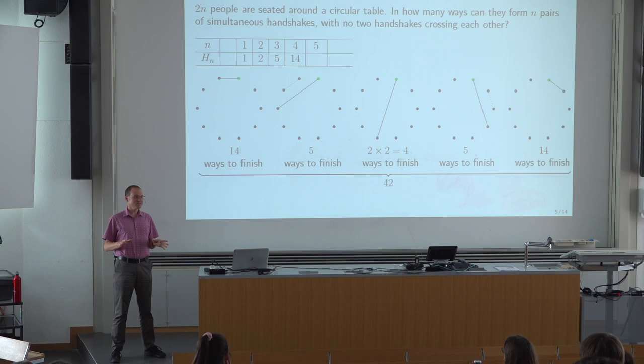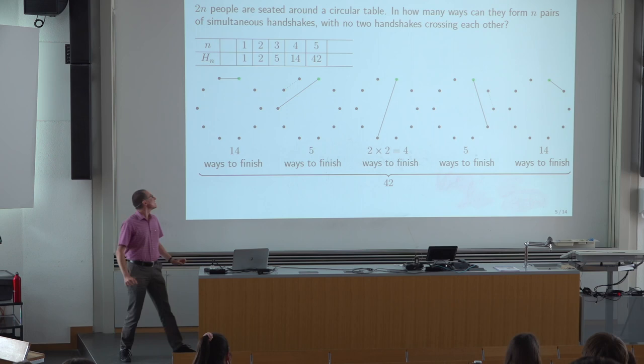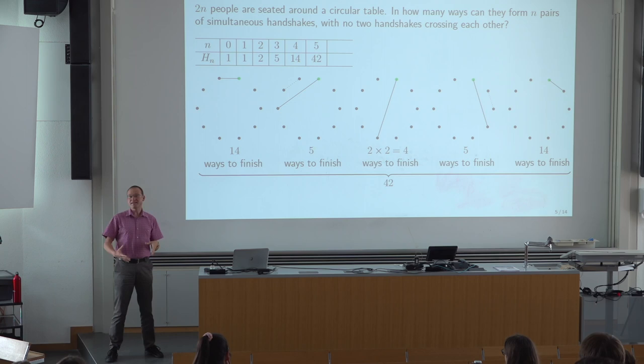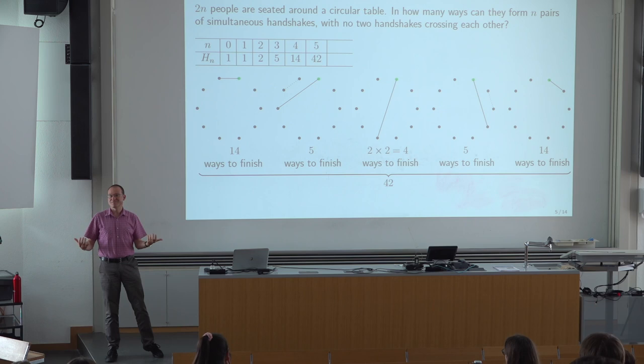Okay, so 42 is our next entry in the table. Now, just for convenience, as a matter of convention, when n is zero, when you have no people, when you have to form no pairs, let's agree that the answer is one. There is one way for them, that is to say, no one shakes hands with anyone else. This is a convention, it will be useful later.